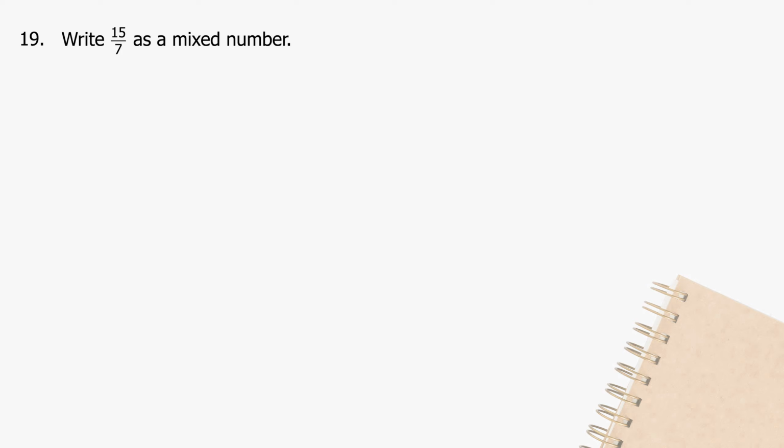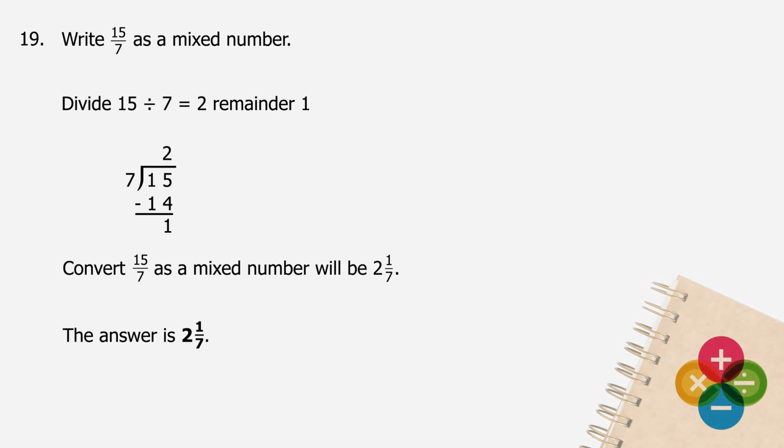Question 19. Write 15/7 as a mixed number. Divide 15 by 7, and the quotient is 2, remainder 1. Convert 15/7 to a mixed number. The mixed number will be 2 and 1/7. The answer is 2 and 1/7.